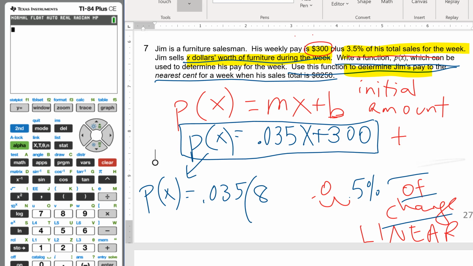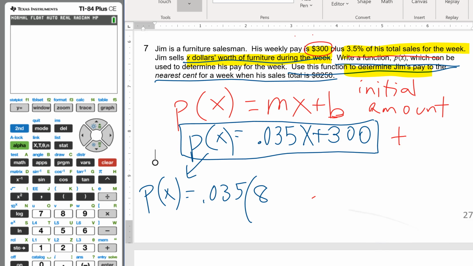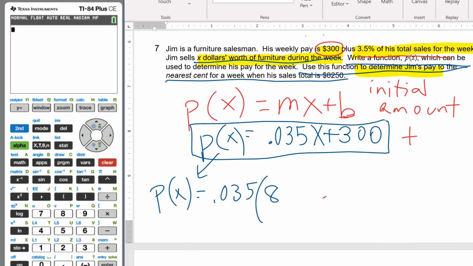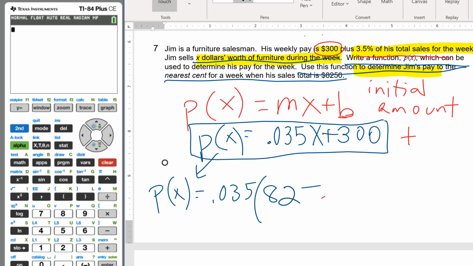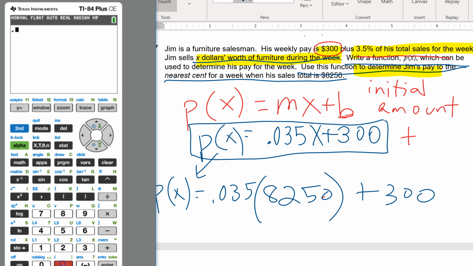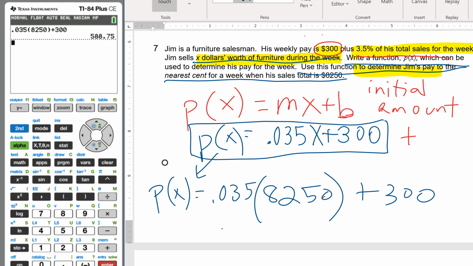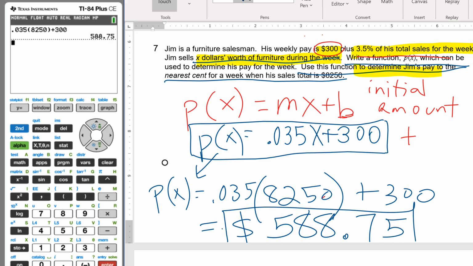We're going to plug in the $82.50 in place of x. And we'll use our calculator to find his total pay. So 0.035 of $82.50 plus the $300 base pay, and we get an amount of $588.75. There's no need to round it. This is already to the nearest cent, and that would be our answer.